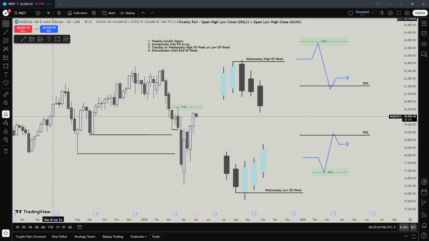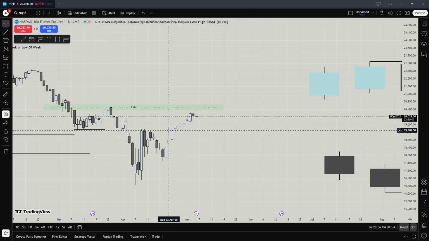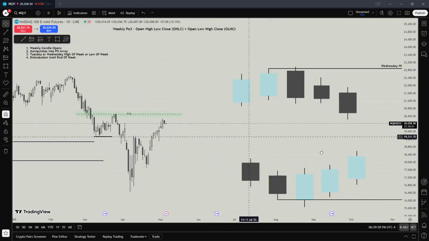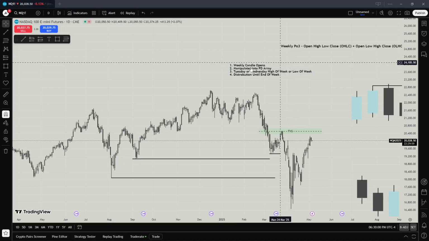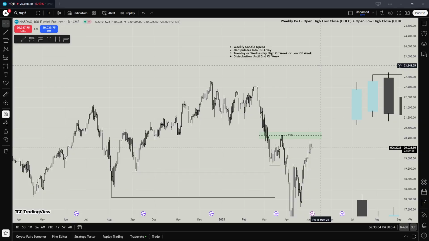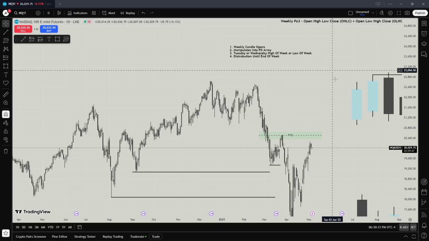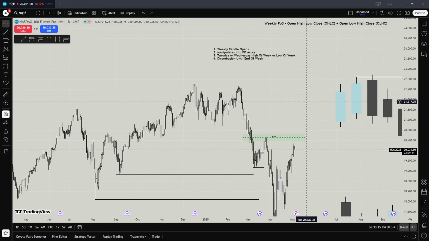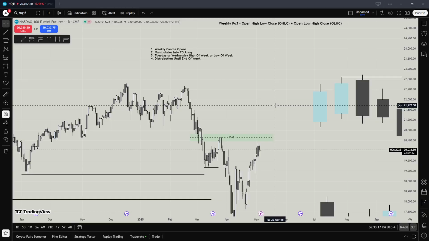So now we will drop down to the daily to check this out. So back to this. We're looking to see where our candle opens on Monday. We want to see it manipulate into some PD array, which is our weekly fair value gap. And Tuesday or Wednesday is going to put in that high of the week or low of the week. And the rest of the week, with a great probability, we can guess where it's going to go.